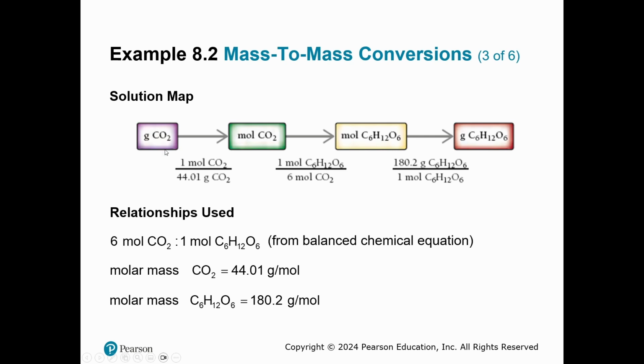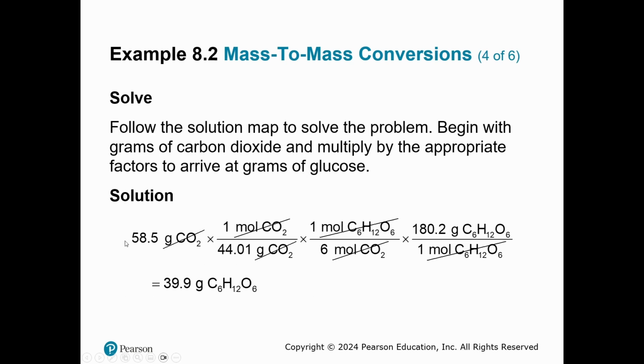Our starting value will be grams of CO2, and our finishing value will be grams of glucose. These intermediate calculations are just what we get when we convert from one thing to another thing. So we'll plug in our 58.5 grams. Our grams of CO2 will cancel out with the molar mass. This is the molar mass reciprocated.